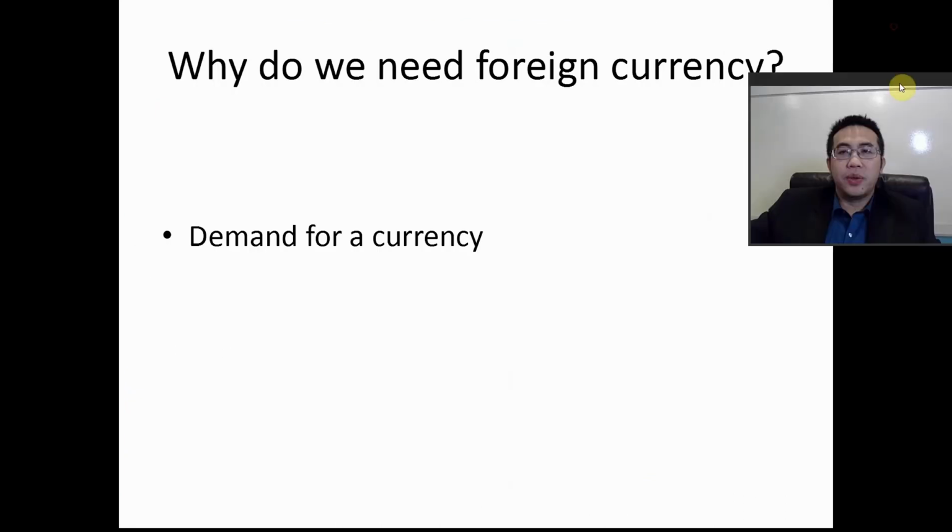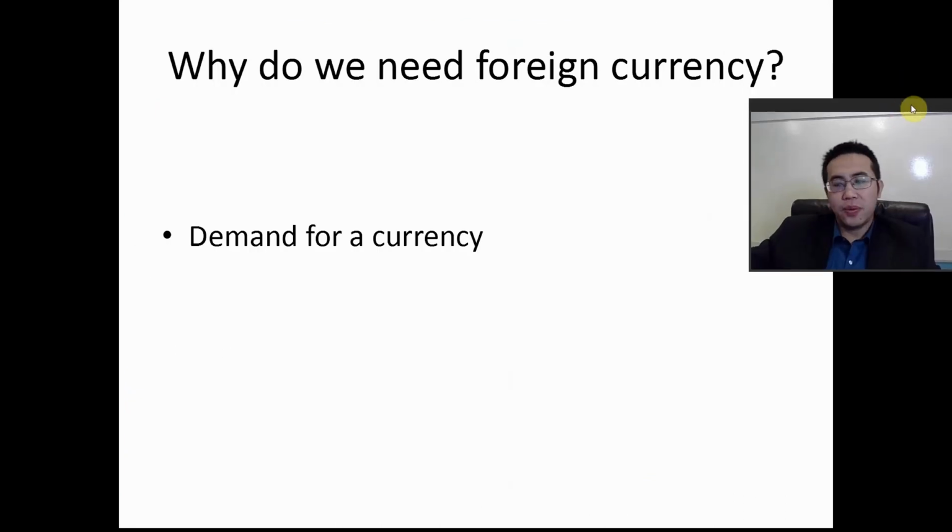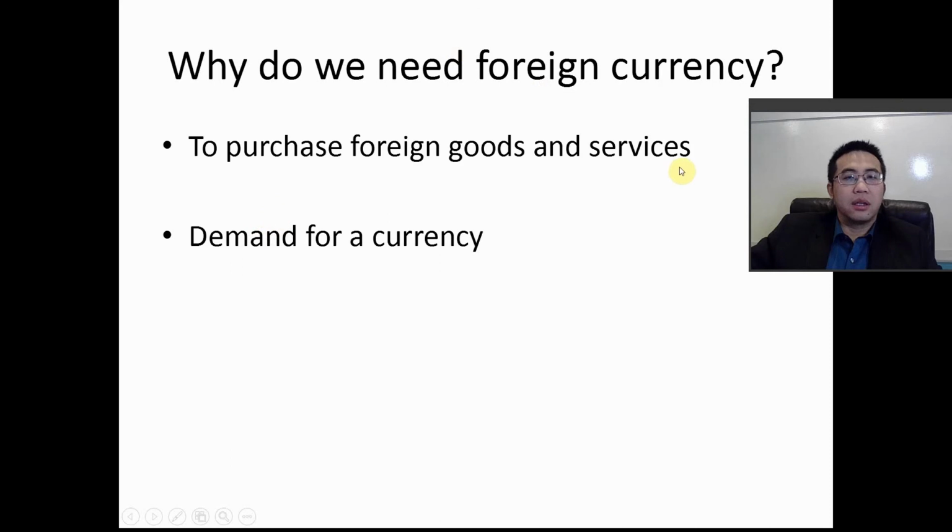Okay, so why do we need a foreign currency? Why do we need a British pound or Japanese yen? So if we need something, then that creates a demand. Of course, we want to purchase the goods and services from other countries, and not every country accepts US dollars as a payment. So we need to convert our US dollars to Swiss franc or euros to import goods from them, or even spend our vacation in that country.